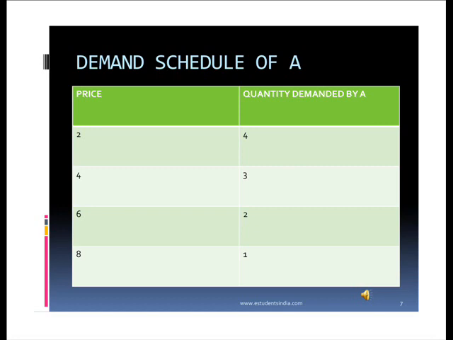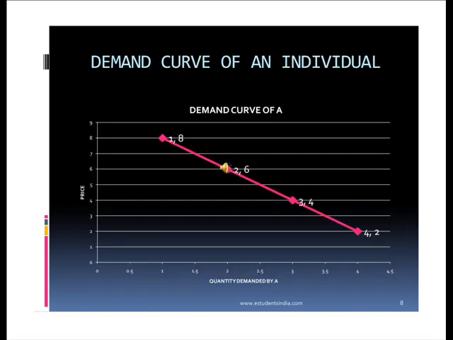When the price is 6, it is 2 units. When the price is 8, it is just 1 unit. Demand curve of an individual. The demand curve is a graphic presentation. Demand curve of an individual is shown.